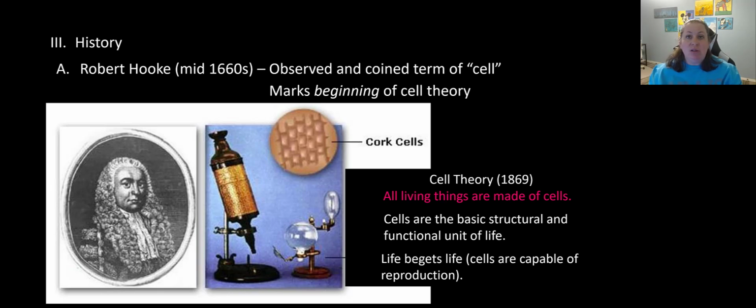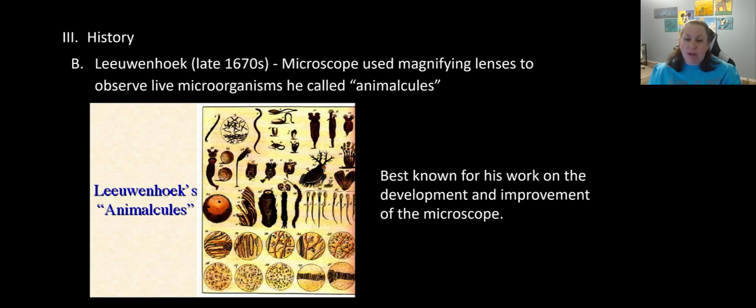So this brings us to another scientist who also developed a microscope, but his microscope was a little bit better. This guy is known as Leeuwenhoek. Leeuwenhoek did most of his work in the late 1670s. He developed a more advanced microscope that uses magnifying lenses, and he observed live microorganisms. When we looked at Robert Hooke, he was looking at cork, which is dead plant. Here, Leeuwenhoek was looking at live organisms, often using pond water. And he saw that these little organisms were moving around because they were alive.